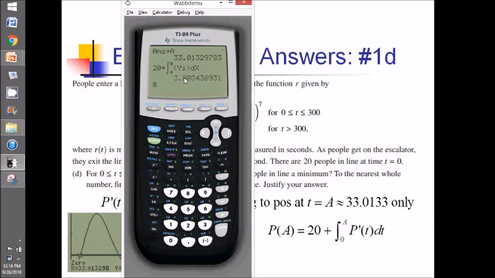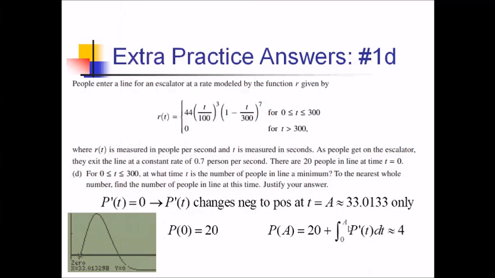Pressing enter, that comes out to 3.8 and some change. But these are people we're talking about, and they want us to figure out to the nearest whole number the min number of people. So I'm going to round this to 4. Can't have a fraction of a person.